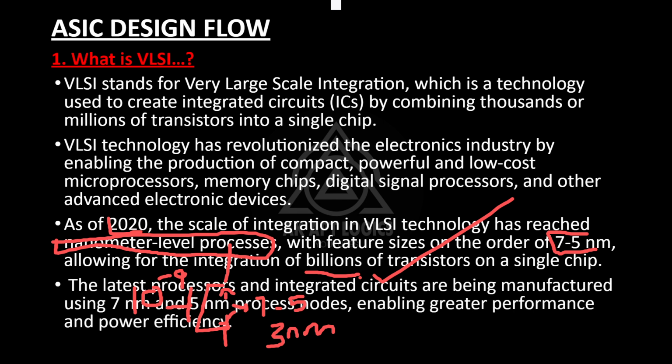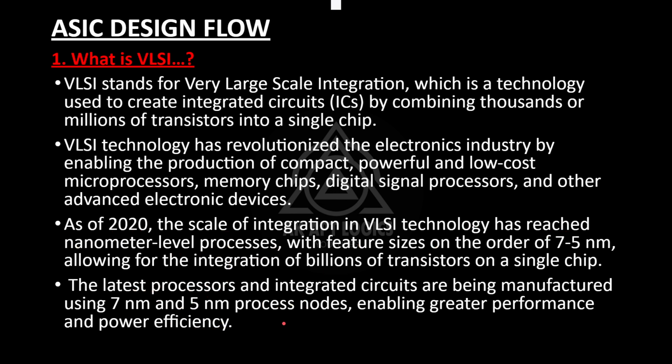Okay, next. The latest processors and integrated circuits are being manufactured using 7 nanometer and 5 nanometer processes. Now it has become 3 nanometer technology. So this is the previous data which I have collected from various sources, enabling greater performance and power efficiency. Power efficiency means we are going to use less power, so we are going to use power effectively.